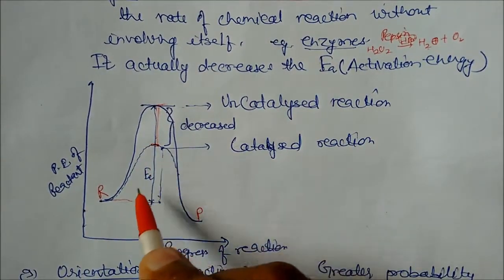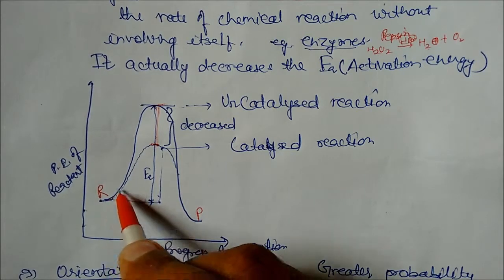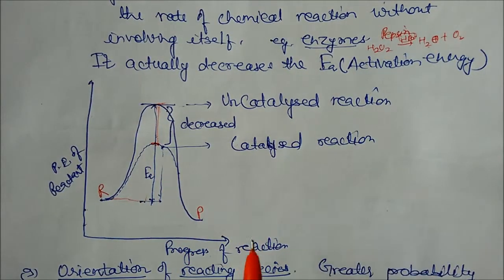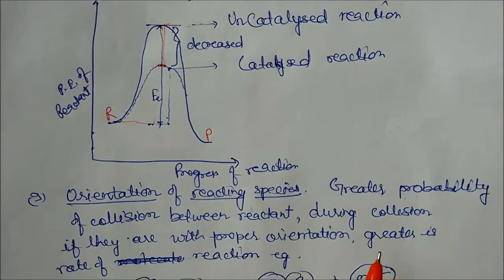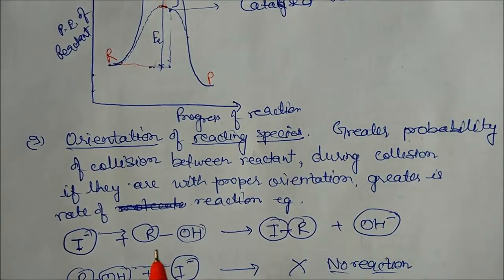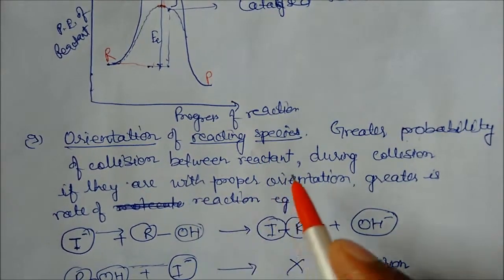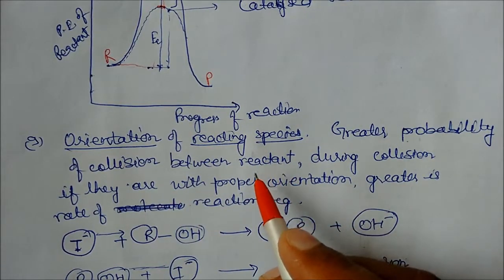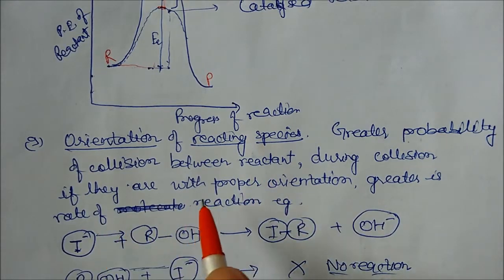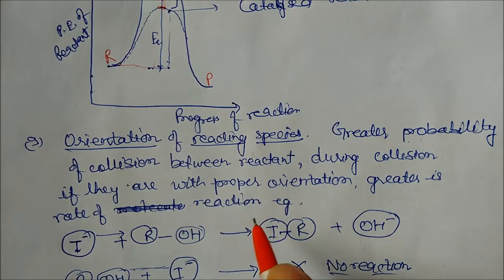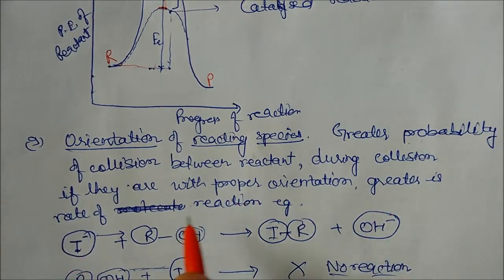So in this reaction, what happens? If the reactant goes up to here, it will take less time and the product will be formed immediately. Here there is no participation of the catalyst. Next, the orientation of the reactant molecules. Orientation means how the reactant molecules collide. If the orientation of the molecules is in a proper manner, there will be a greater rate of reaction.